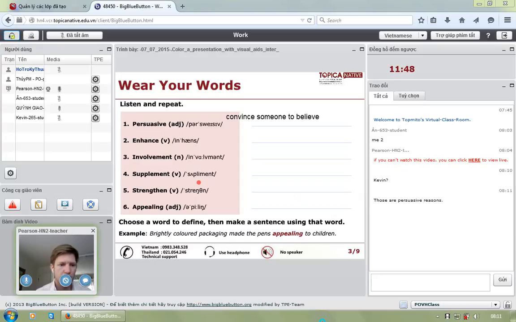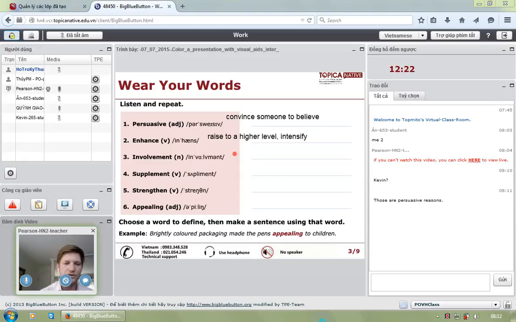And Xiao, how about enhance? What's the definition of enhance? Enhance is intensify or to raise to a higher level. Yeah, I think that's a really good definition. Raise to a higher level. Good. I'll put intensify in there too.